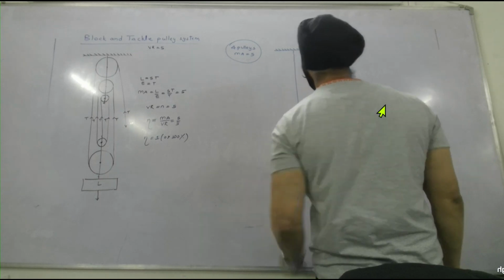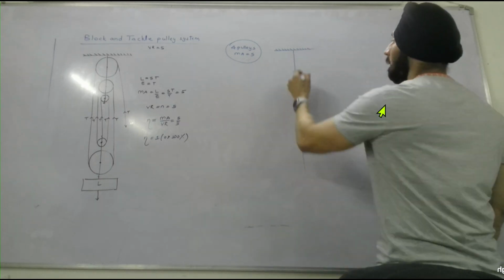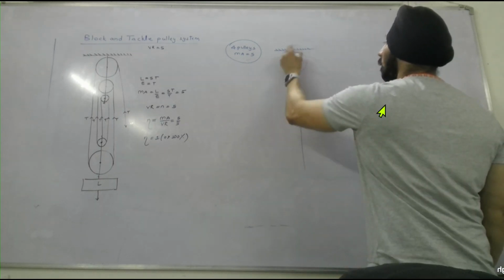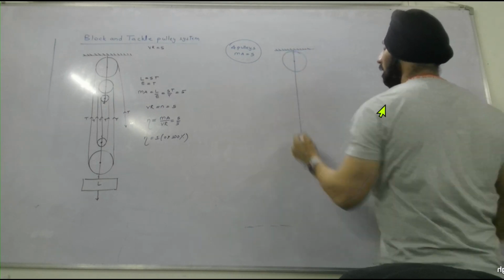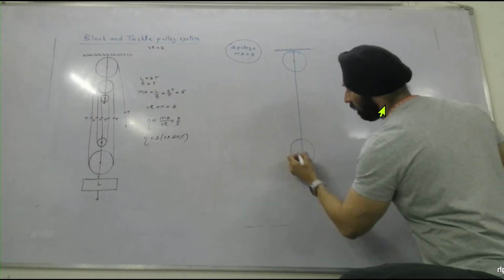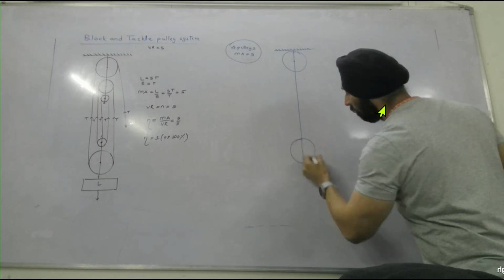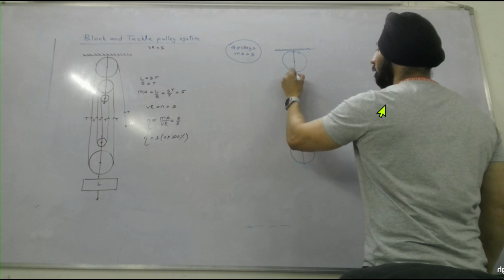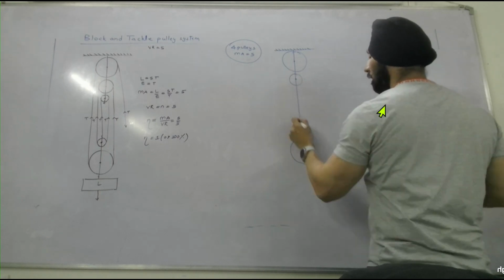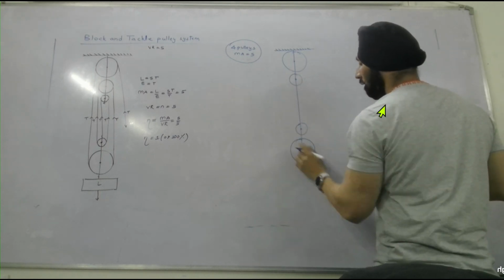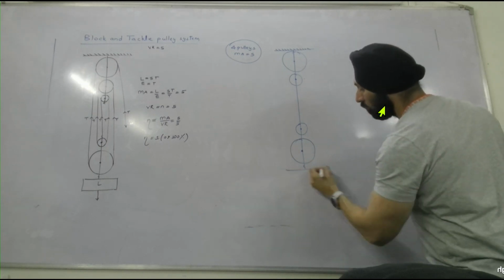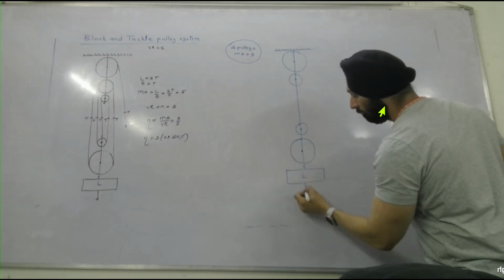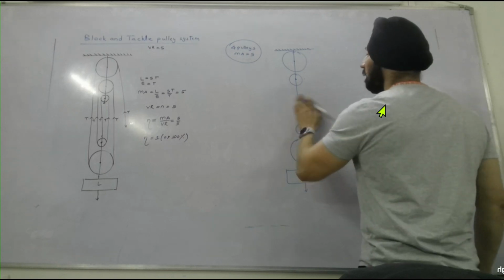Straight line. Same. One big pulley. Same size, another big pulley. Smaller size pulley. Another similar. Load attached to this, a big load. Erase this part.